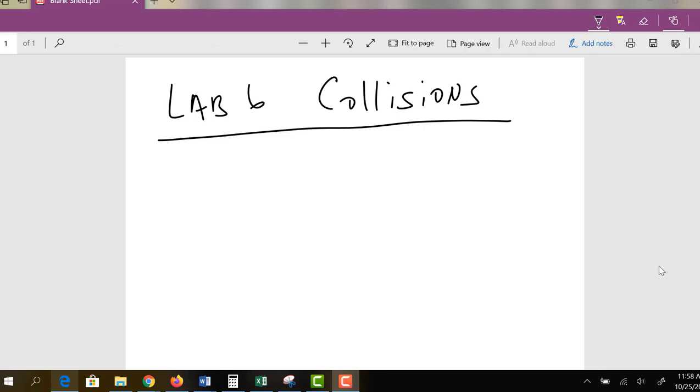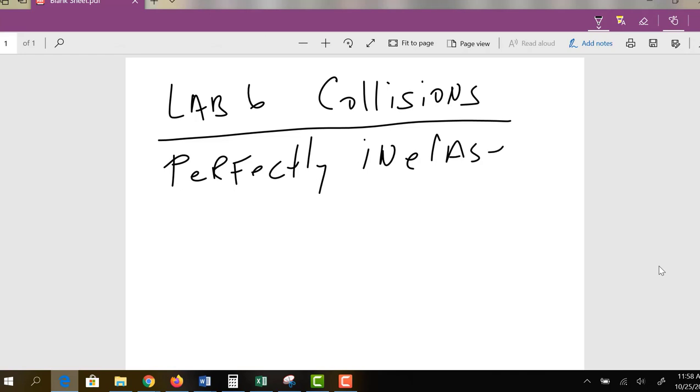The first part is something called perfectly inelastic collision. Now this is just physics talk for sticks together. Perfectly inelastic just means sticks together. Whenever we have collisions, we can use the concept of conservation of momentum to solve these problems.